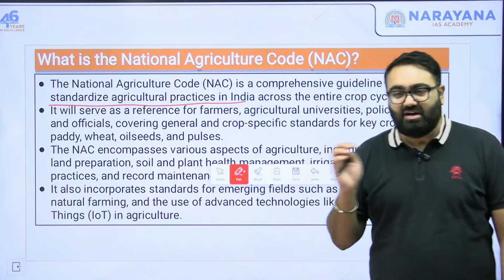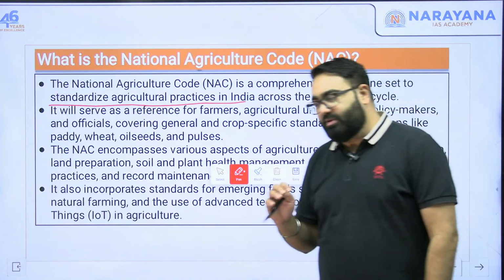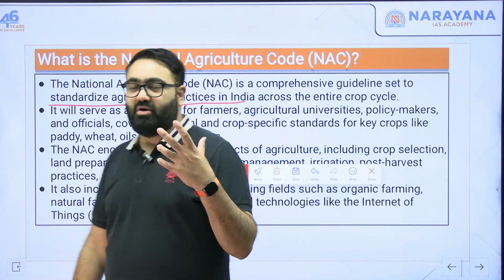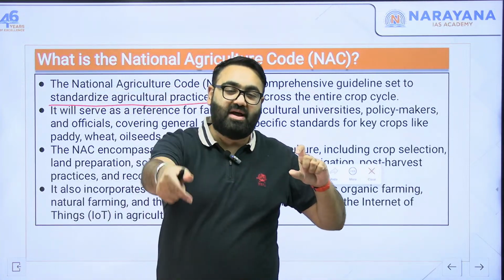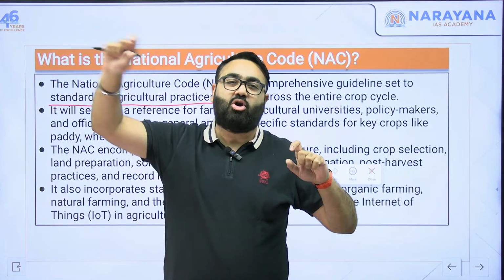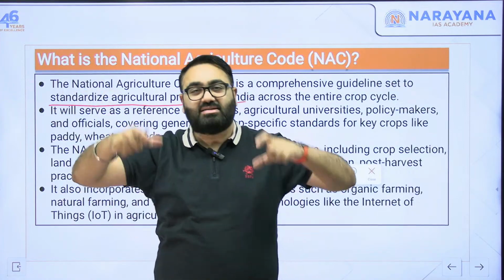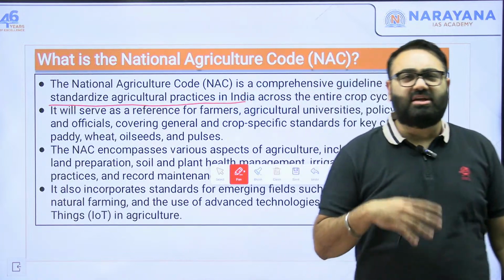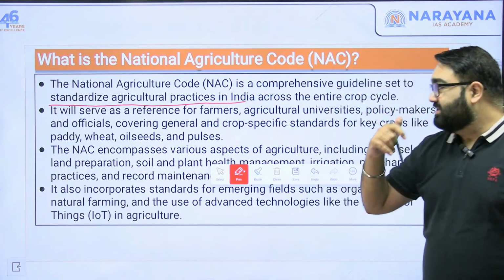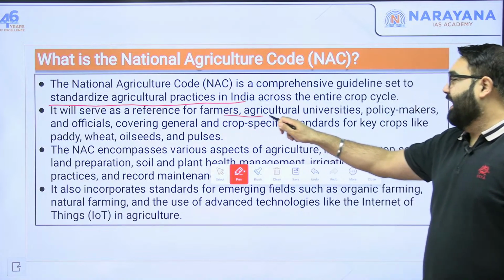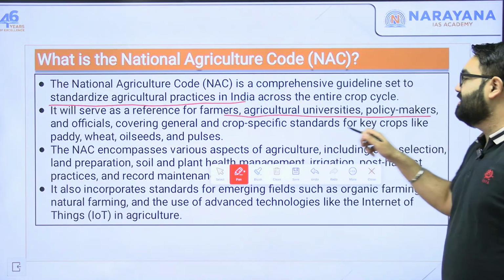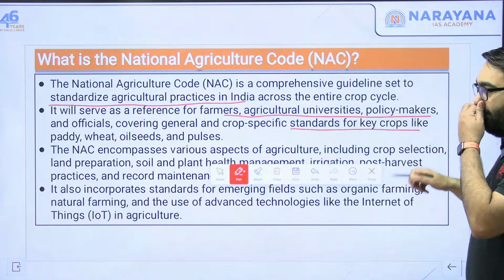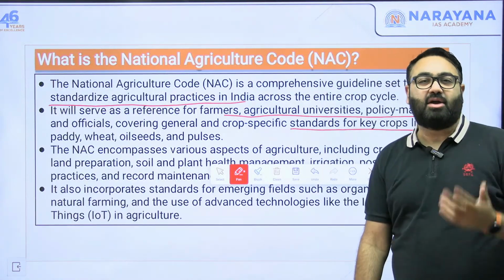So when you have a certain standard imposed, that okay, up to this standard you will get the accreditation by BIS, or if you don't meet the standard, you will not get this accreditation, it works in the interest of the end consumer. This is the shorter version of the objective. So it will serve as a reference for farmers, agriculture universities, and policy makers, crop-specific patterns, on what the standards are that you are expected to abide by.